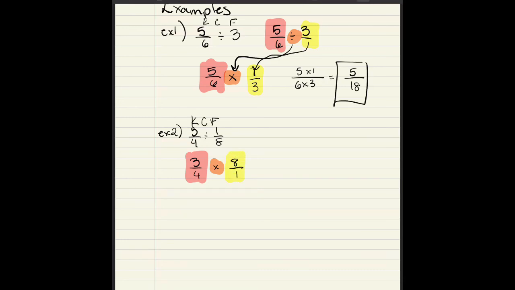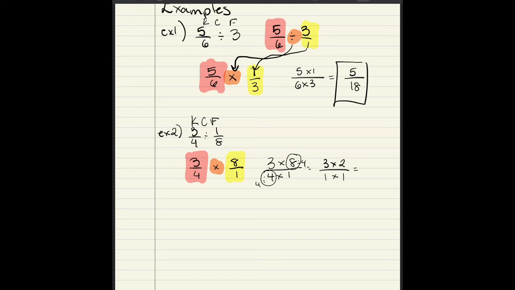All right, now we can rewrite this, since we're multiplying, as 3 times 8 over 4 times 1, which I can see here that 4 and 8 can go into each other. So 4 divided by 4 and 8 divided by 4. So when I rewrite that, I have 3 times 8 divided by 4, which is 2, over 4 divided by 4, which is 1, times 1, because that stays the same. And now I can multiply straight across.